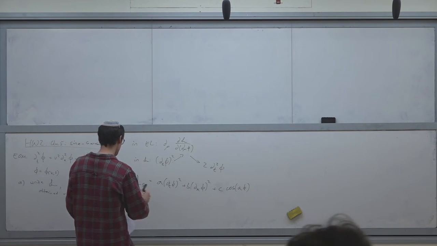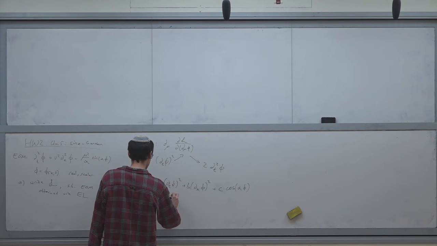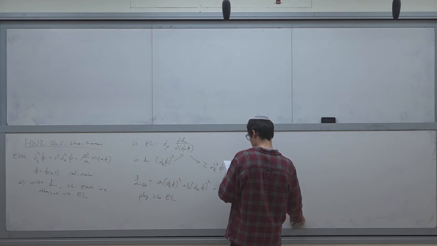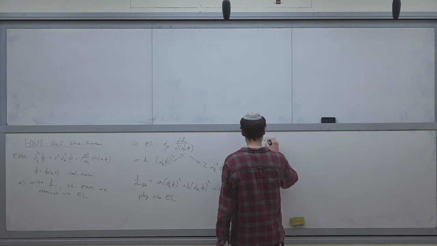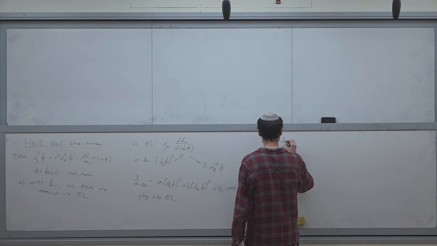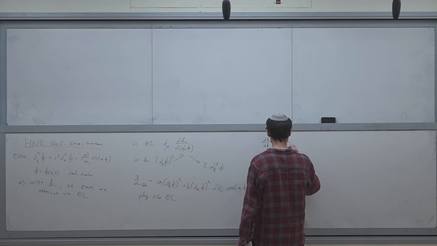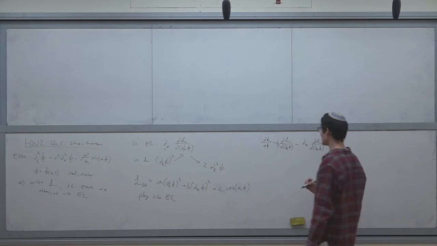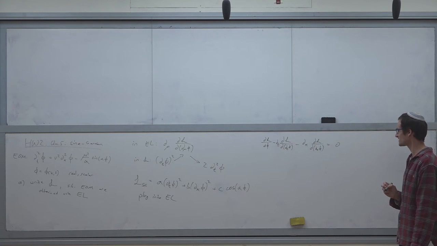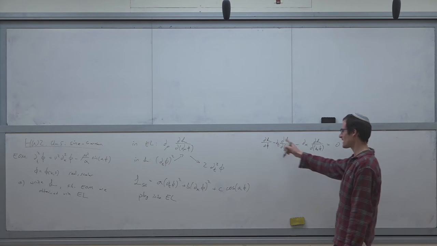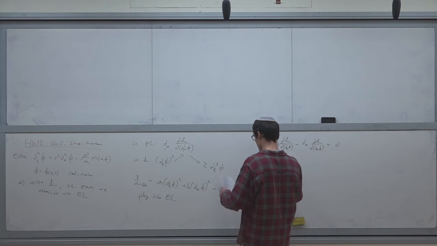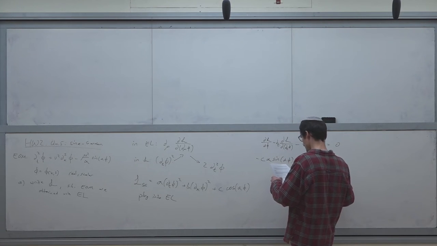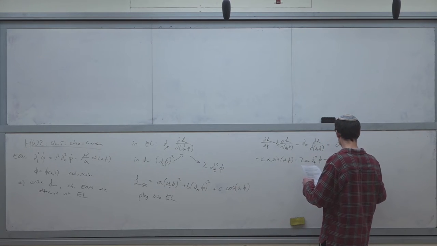So let's put this into Euler Lagrange. When I plug this into Euler Lagrange, dL/dphi minus dt of dL/d(dt phi) minus dx of dL/d(dx phi) equals 0, right? This is Euler Lagrange. I hope this is not new. If it is, then write it down so you have it in the test. And now I can plug my Lagrangian into here. I get three terms: C alpha sine alpha phi minus 2A dt squared phi minus 2B dx squared phi equals 0.